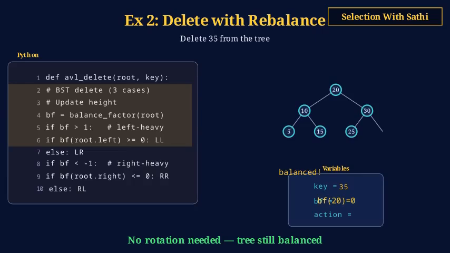Left rotate 20, node 28 becomes root, 20 goes left of 28, 25 goes right of 20. Final tree, 28 with children 20 and 30, where 20 has right child 25. All balance factors are now valid.